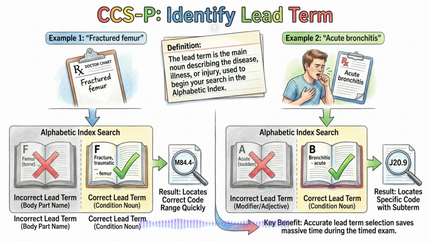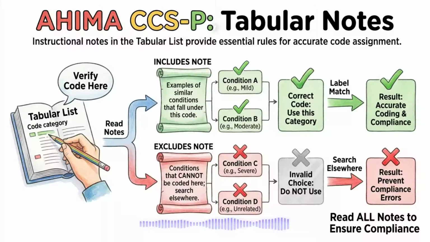Once you flip to the tabular list to verify your code, you must read all the instructional notes surrounding that category to prevent compliance errors. The tabular list contains special notes like includes and excludes, which provide vital directions on how to use specific codes. An includes note gives examples of other similar conditions that fall under that same code number. Excludes notes, on the other hand, warn you that certain conditions cannot be coded using that specific selection and must be searched elsewhere.